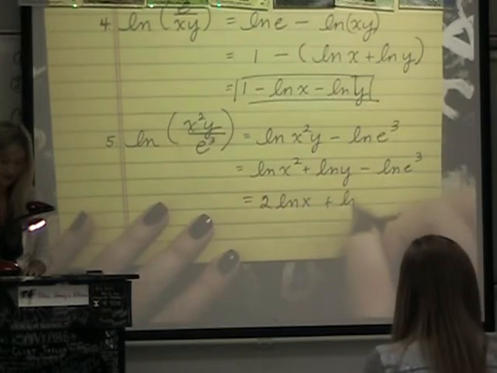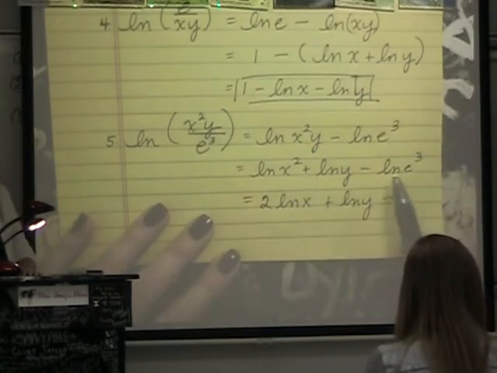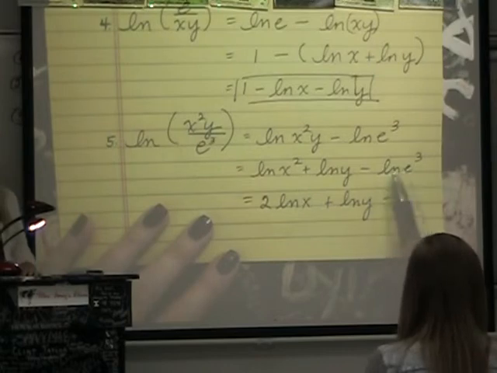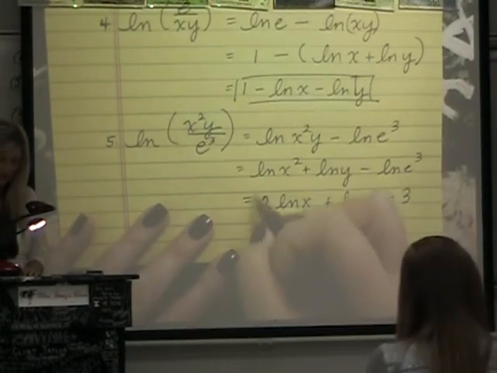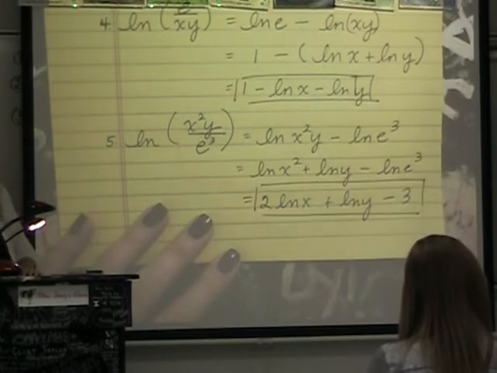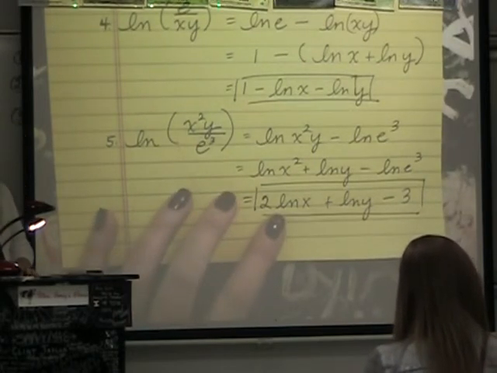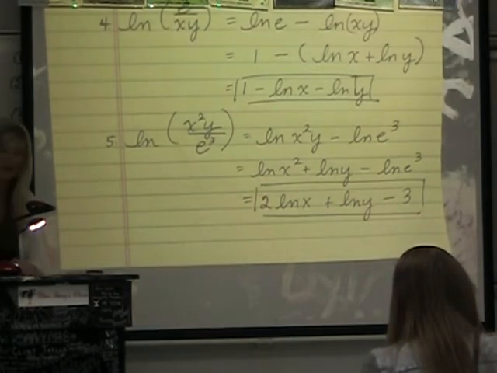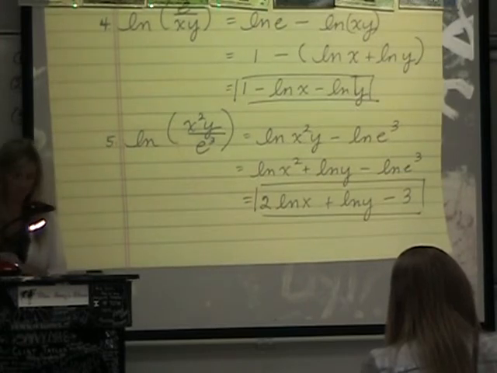You're going to bring down your ln of y. And then, of course, natural log and e cancel each other out and just leave you with the exponent, which is plain old 3. And so this is what your final answer should look like: 2 ln of x plus ln of y minus 3.